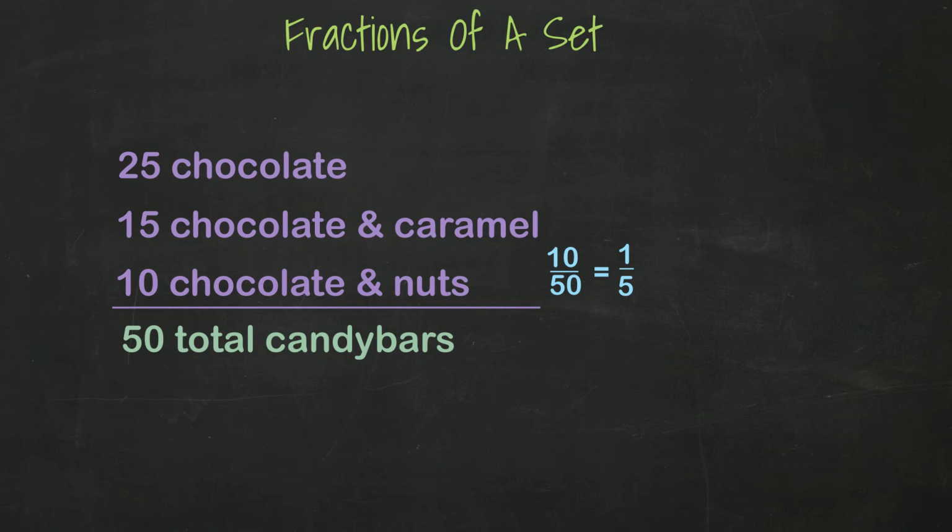What is the fraction of candy bars that were chocolate and caramel? Our numerator is going to be the total number of candy bars with chocolate and caramel, which is 15. The denominator is still the group total, which is 50. So 15 out of 50 candy bars had chocolate and caramel, which we know can be simplified down to 3/10.